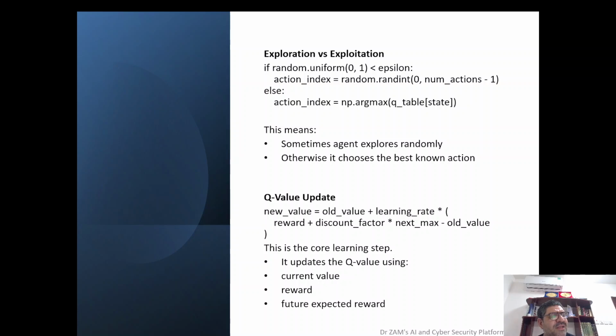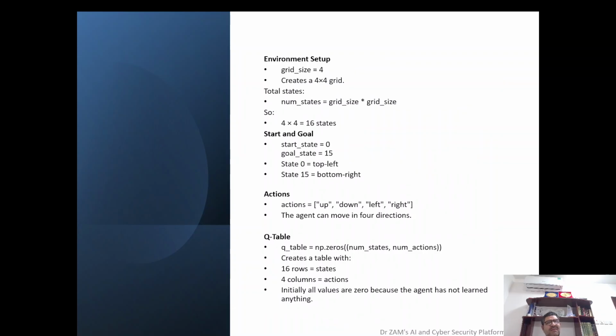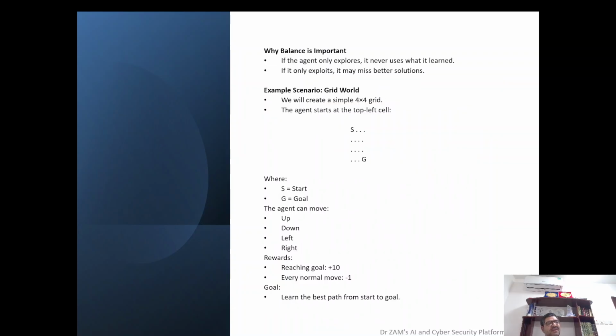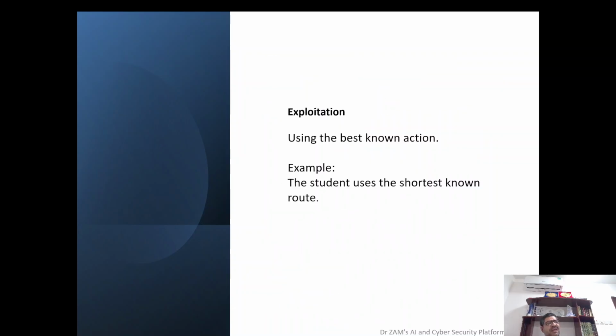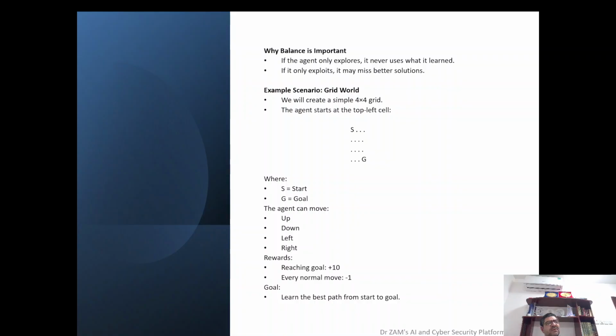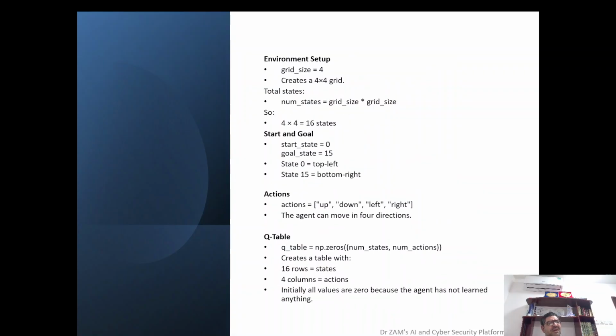So the Q value update is the core learning step. It updates the Q value using the current state, reward, and future expected reward. So all of this is there. And in fact, I have one program on this. Basically, this is the grid we have seen. Exactly this grid we will be implementing, and we are seeing the output of this.